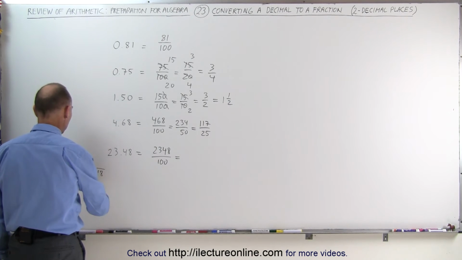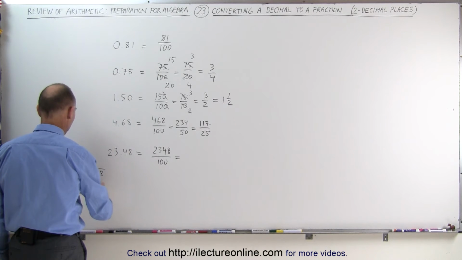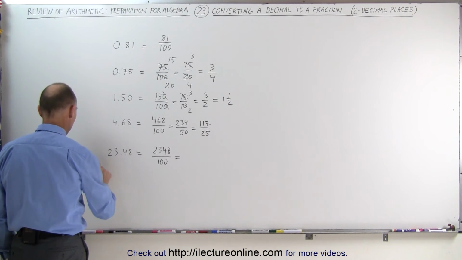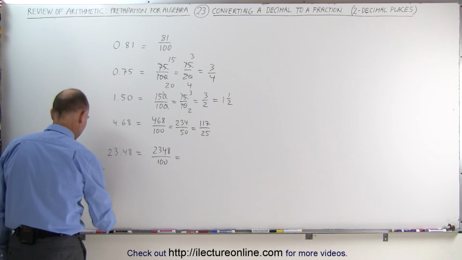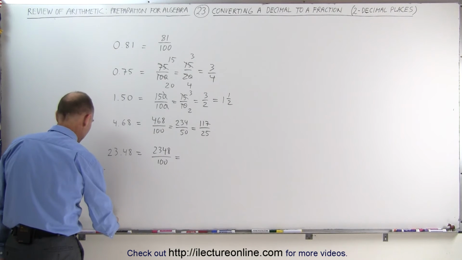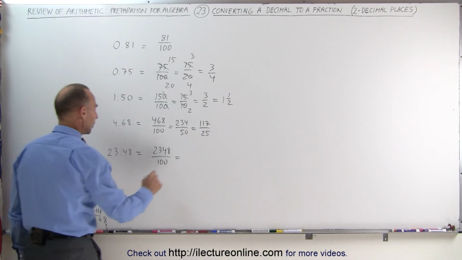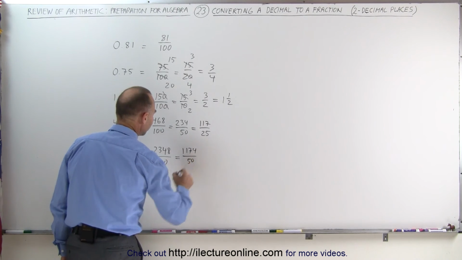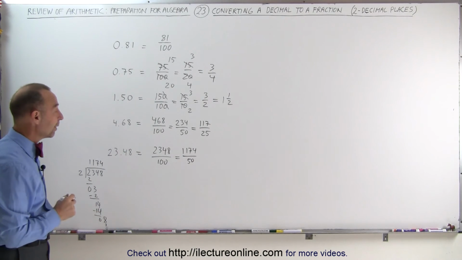2,348 divided by 2. 2 goes into 2 one time. That's 2. That's 0. Drop the 3, 2 goes into 3 one time. That's 2. That gives me 1. 14. 2 goes into 14 7 times. That goes to 0. And drop down the 8. 2 goes into 8 4 times. And I get 0. So that becomes 1,174 divided by 50.